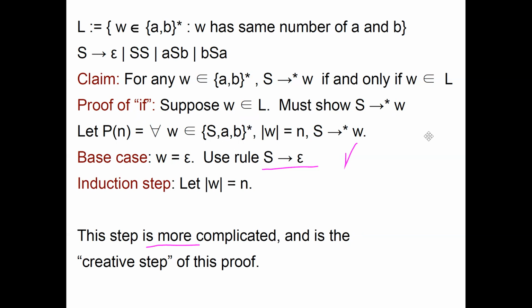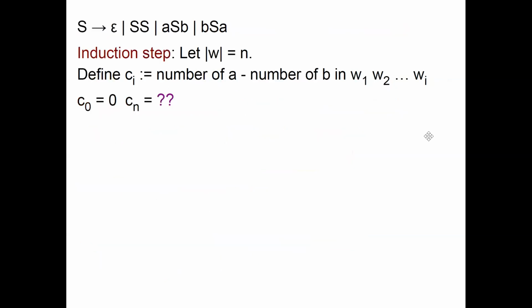This step is more complicated, and it is the creative step of this proof. Everything that I said until now about this problem is completely mechanical and not particularly creative. Now it's when things get creative, when you use imagination and insight, and when things get interesting. So we need some idea, and the idea is this.